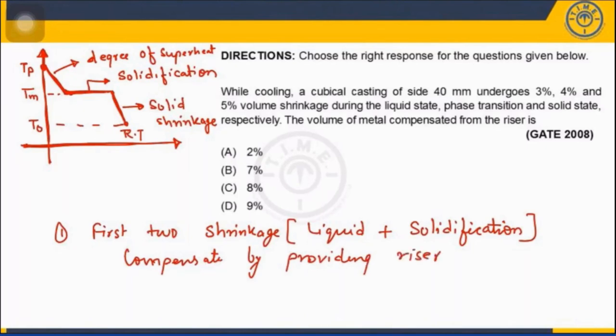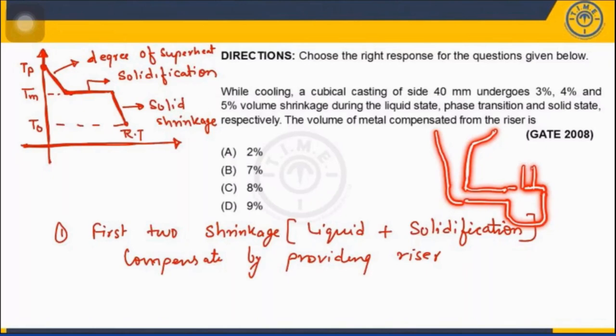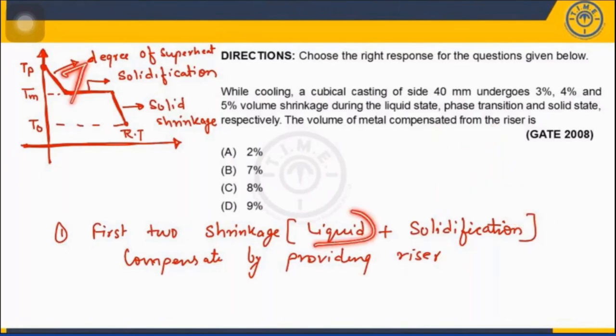A riser is basically a reservoir of liquid molten metal. I have already discussed the gating elements: this is the pouring basin, the sprue, and there is a runner. This is the mold cavity, and at the top there will be a riser. The riser will supply the liquid molten metal during solidification, whenever extra material is required. So these first two shrinkages, liquid and solidification, are compensated by providing a riser.